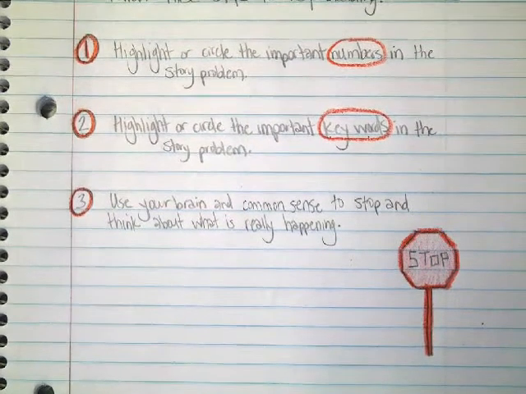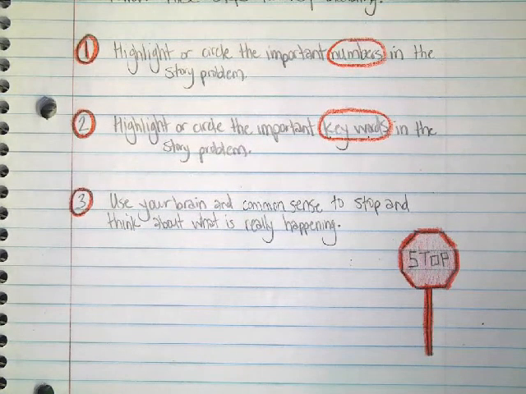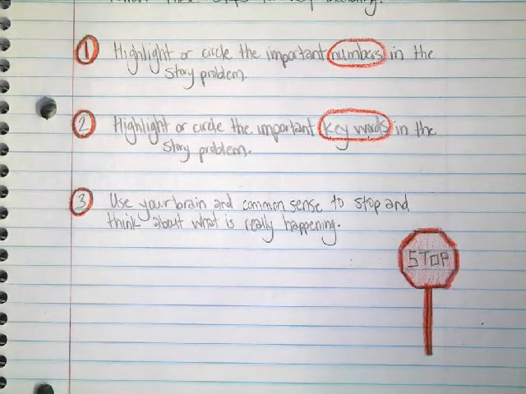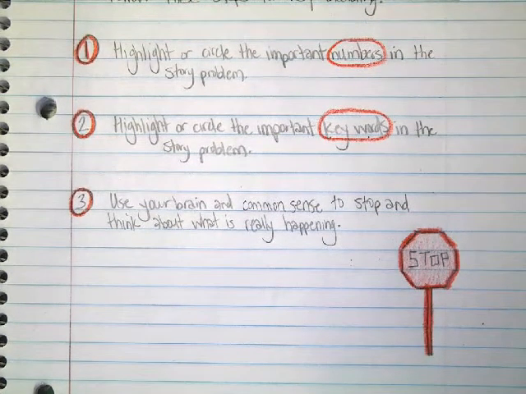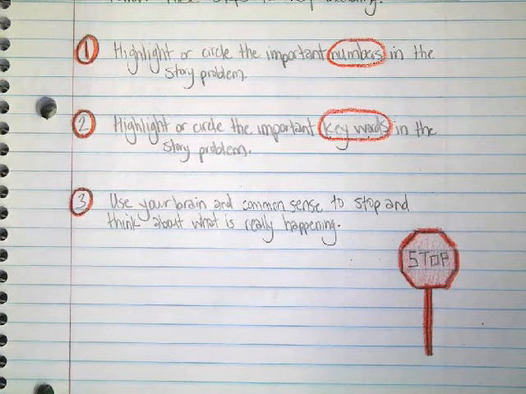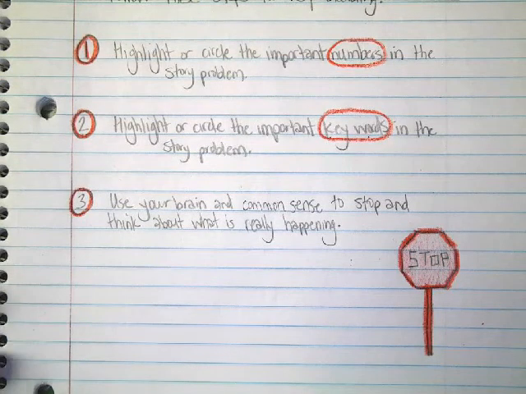Okay, so use your brain and common sense to stop and think about what is really happening. This is the step that most people forget. They just move on and find the answer and think they've got it. Well, you really need to think about, are they taking pieces of it? So are they multiplying? Or are they splitting it up and dividing it with groups? There's a lot of different things that could be happening. So we're going to stop and use our common sense and our brain to think about what's really happening.